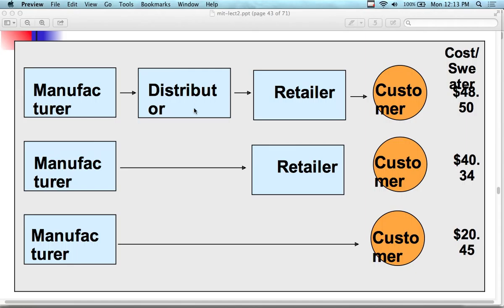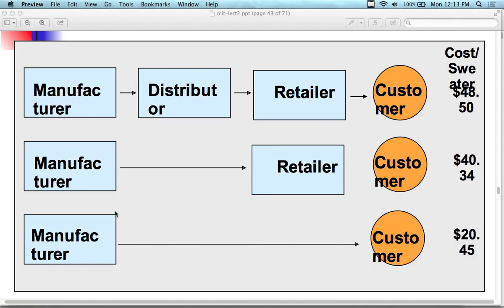So now we have some that don't go through distribution, where you just go directly to retail. Those are your retail value chains. That's why a Target store can sell something cheaper than, let's say, a specialty store. It doesn't go through manufacturing distribution this way.